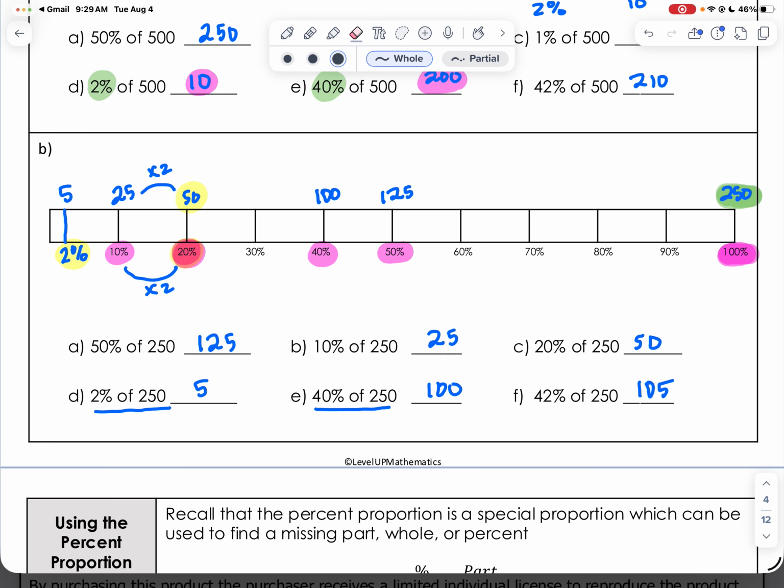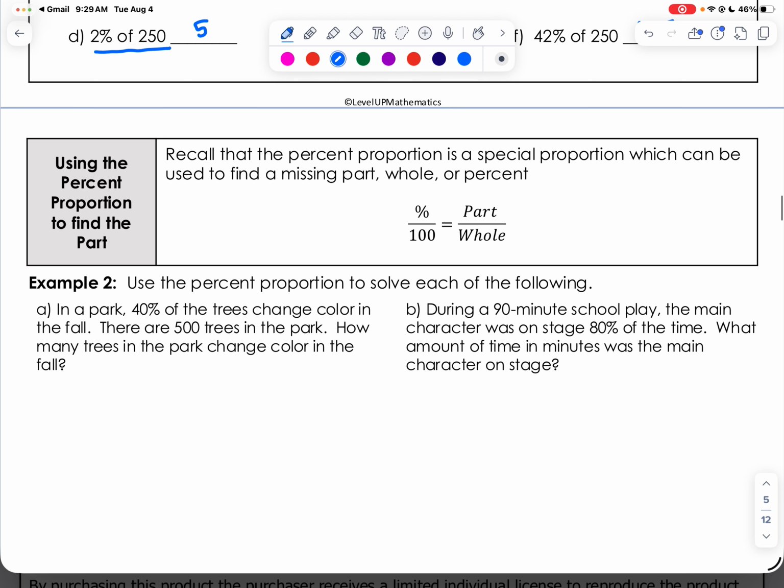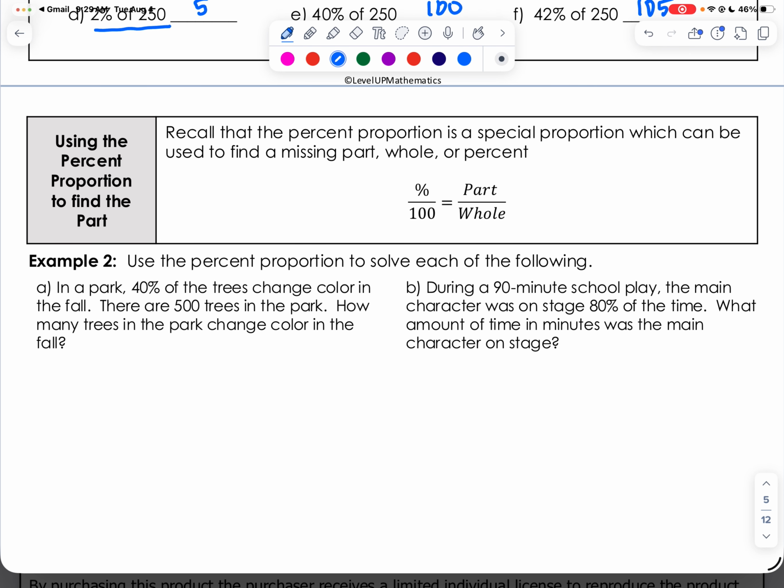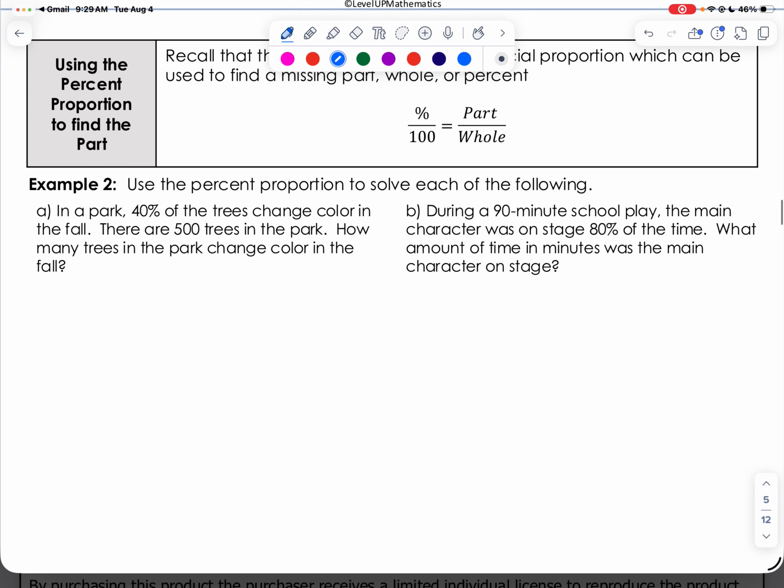All right. Now, in our next set of problems, we're going to use our percent proportion to solve word problems. Recall that a percent proportion is a special proportion which can be used to find a missing part, whole, or percent. And remember, our proportion is the percent over 100 equals part over whole.